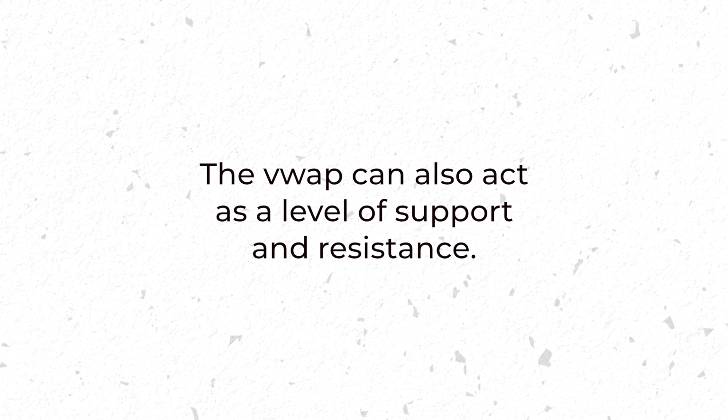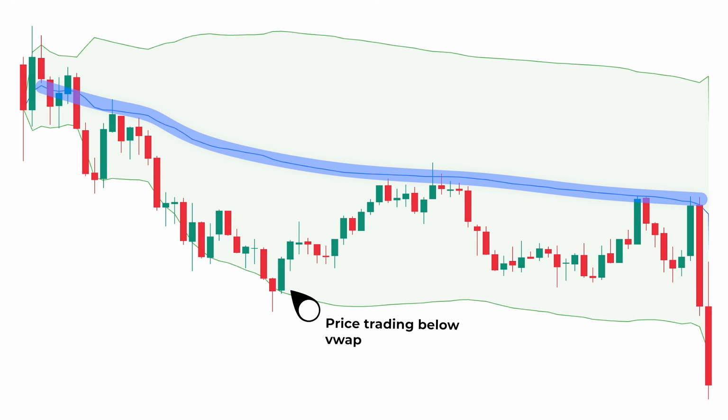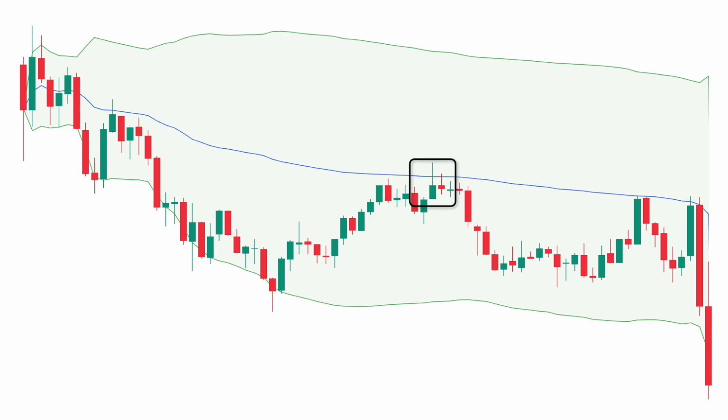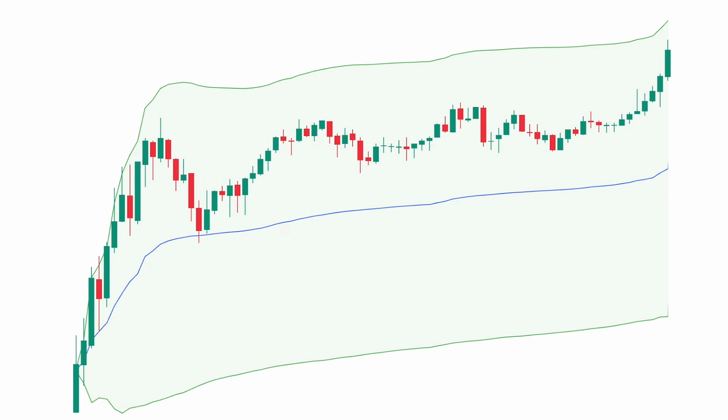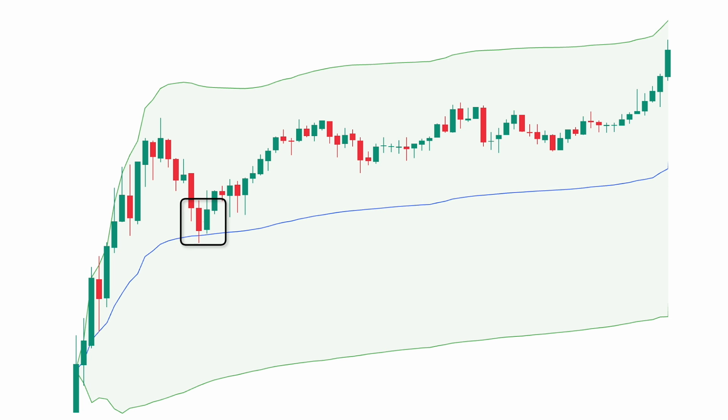Use 2. Support and resistance. The VWAP can also act as a level of support and resistance. When the price is trading below the VWAP, it will act as a resistance. If the price comes up to the VWAP, the sellers will come in and push the price downwards. Similarly, if the price is trading above the VWAP, it will act as a support. When the price pulls back to the VWAP, buyers will come in and take the price higher.